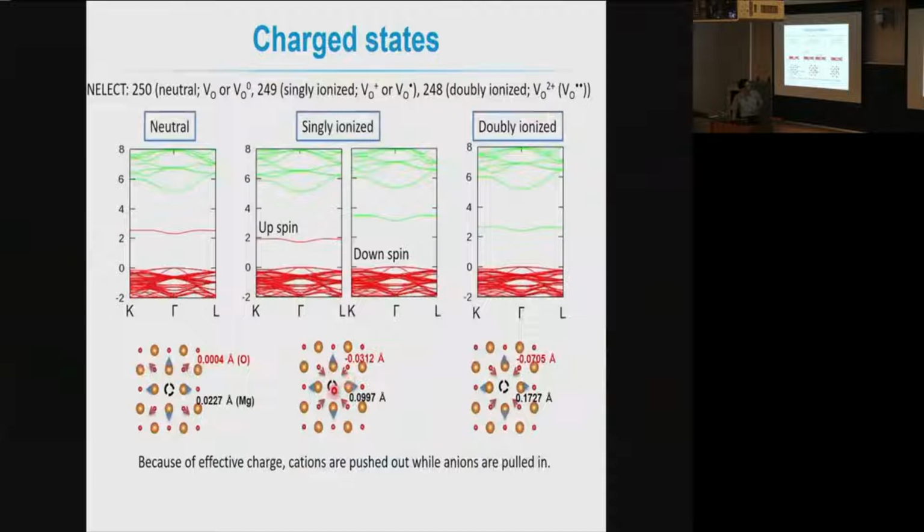So this is an oxygen vacancy in the plus charge state. You have the plus charge, and these magnesium atoms are effectively plus charged. Therefore, there is a repulsive interaction, and the magnesium atoms are pushed outward. On the other hand, oxygen atoms are minus charged, so they are pulled in toward the vacant site. So this relaxation pattern can basically be explained by the charge interaction, the electrostatic interaction.